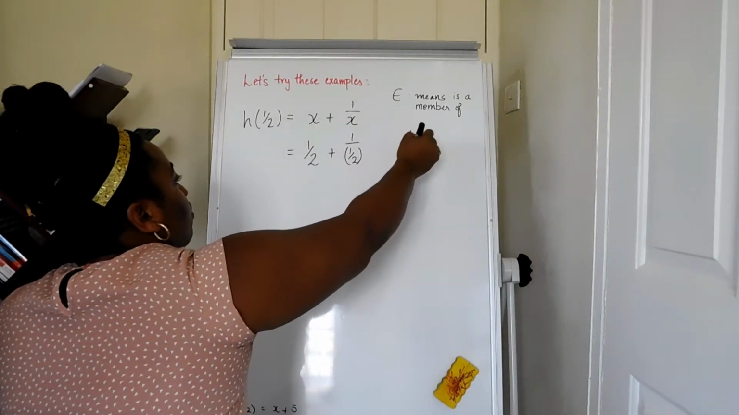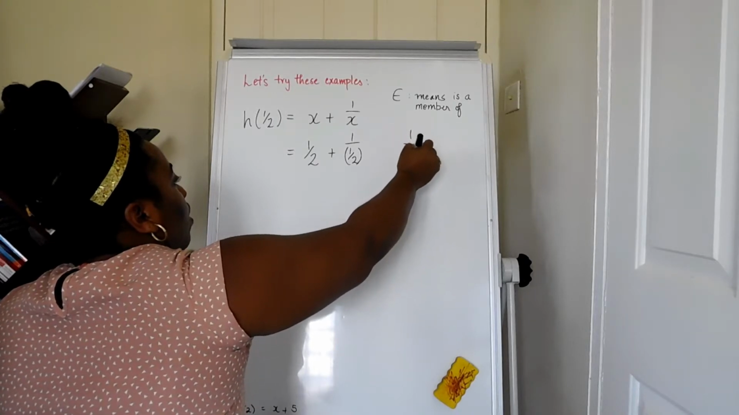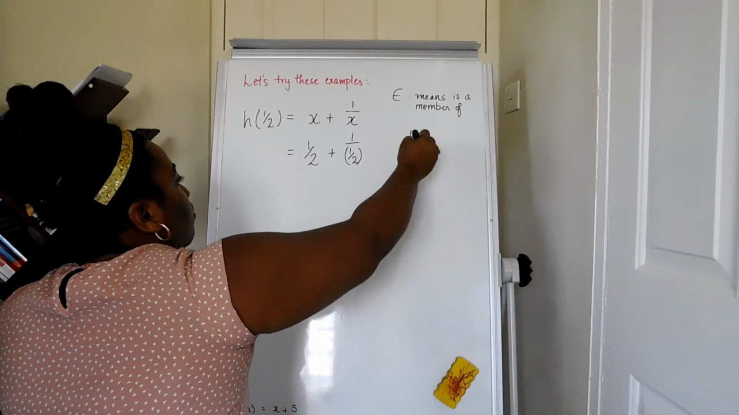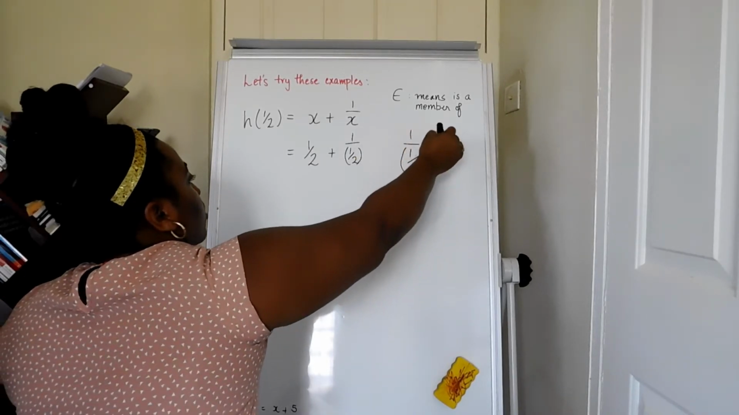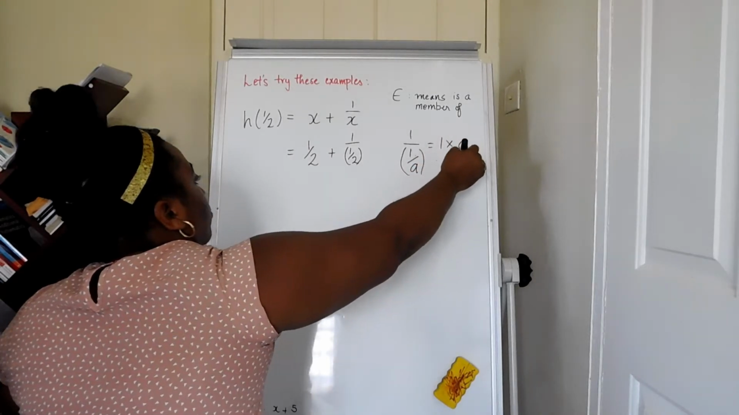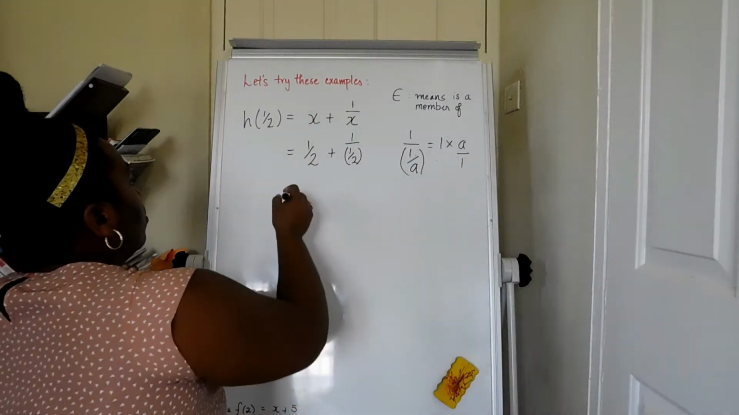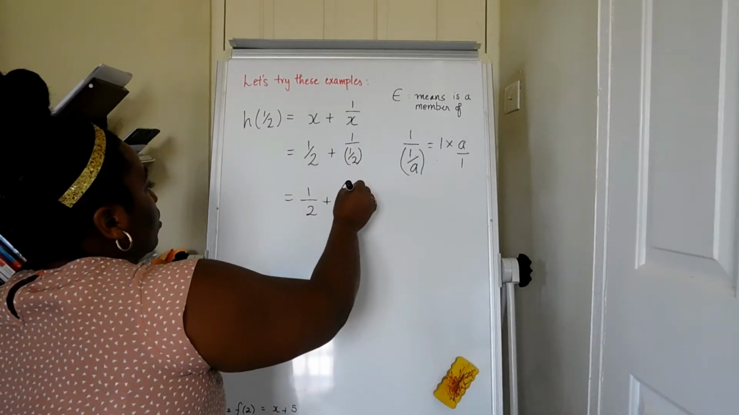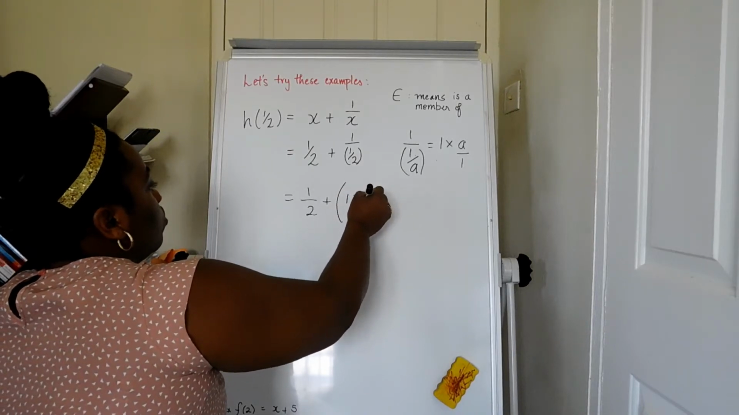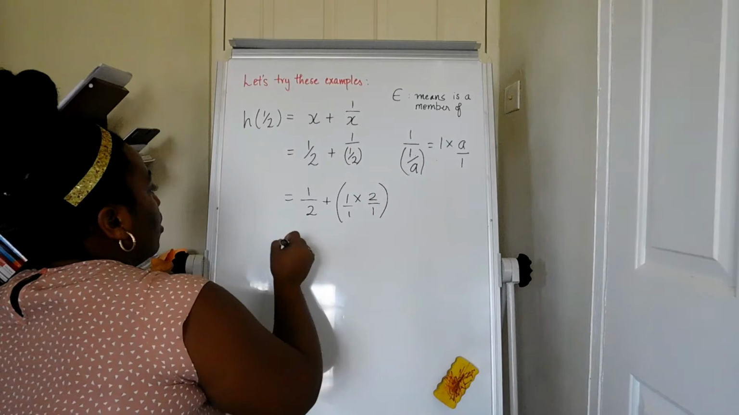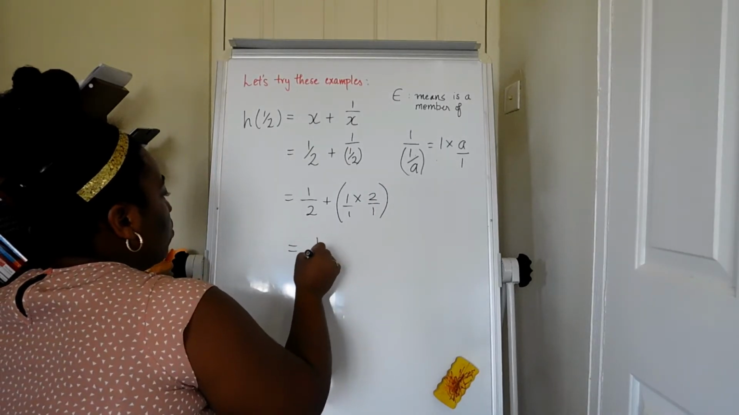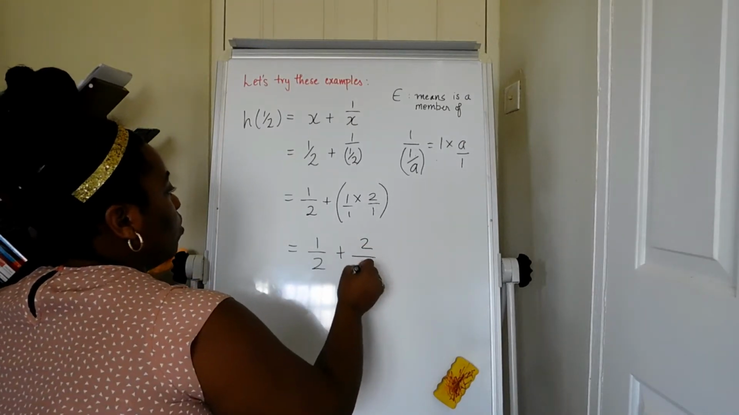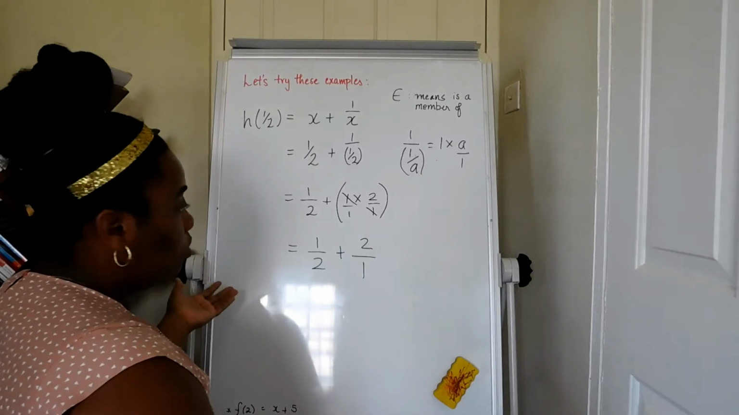And remember that if you have 1 over a fraction, say 1 over 1 over 8, let's make that easier. This is a fraction underneath here just like this. You always say 1 times, you're going to upturn it, 8 over 1. Don't forget. So you're going to have 1 over 2 plus 1 times 2 over 1. And that will give us 1 over 2 plus 2. And now this is going to cancel out. 2 over 1 is 2.